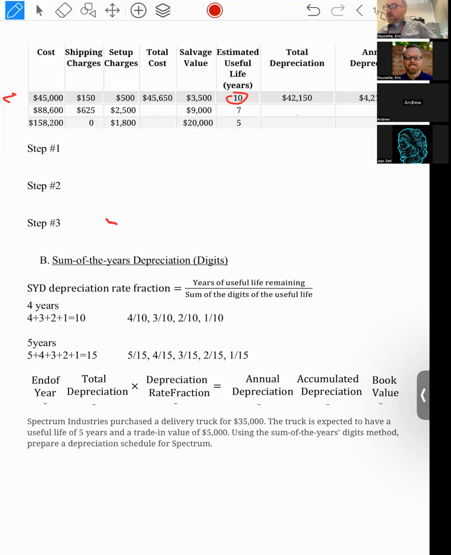After I subtracted the salvage value from the total cost, it came out to 42,150. I divided the 42,150 by 10 years. That gave me an annual depreciation of 4215. Every year it's going to depreciate.